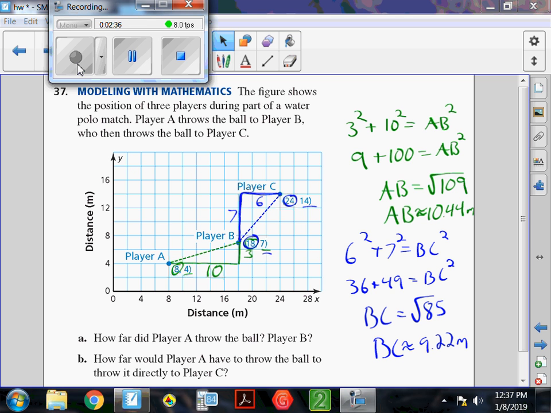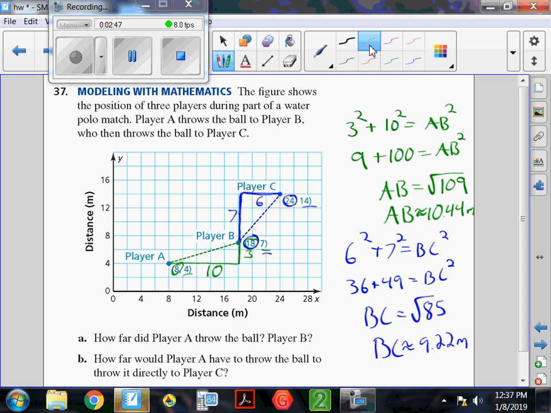So player A threw the ball 10.44 meters or 10.4 meters. Player B threw the ball 9.2 meters. And then if I wanted to know the overall, how far did they go from player A to player C if they would have thrown it directly.